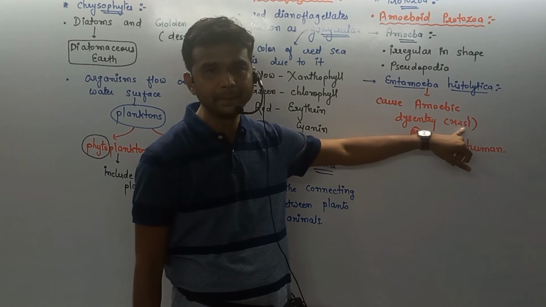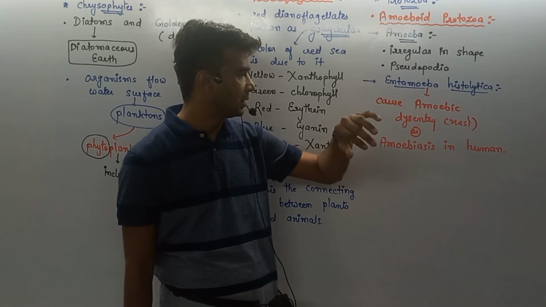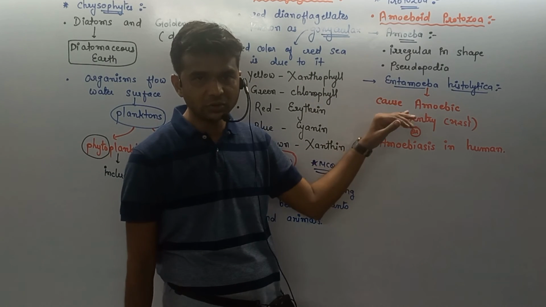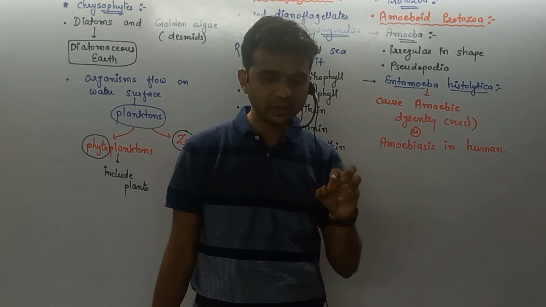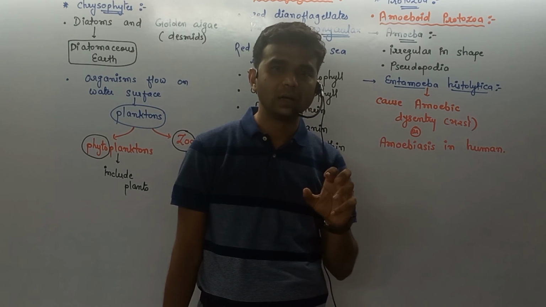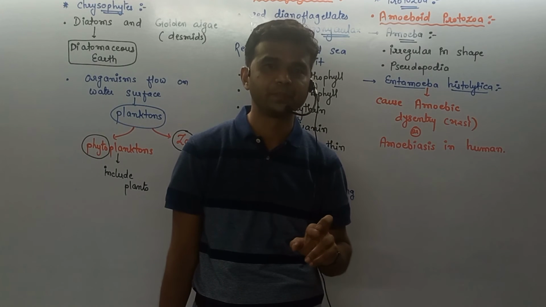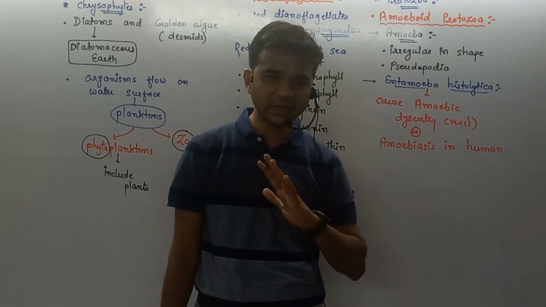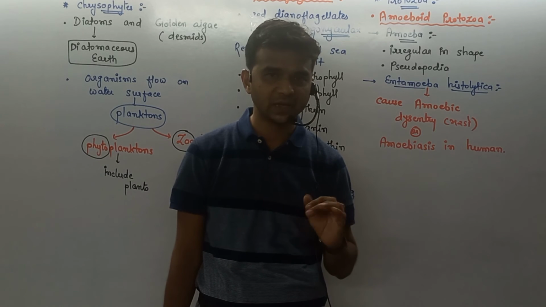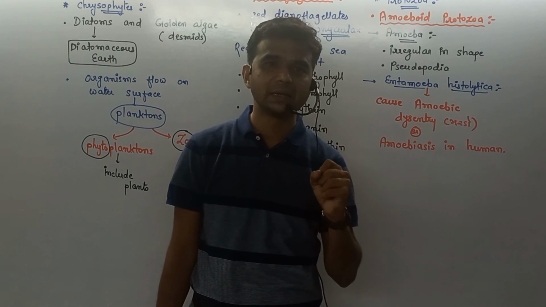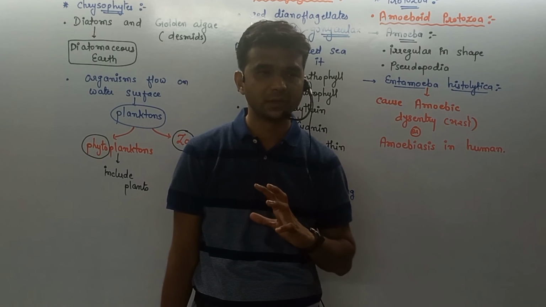Due to this dysentery, it is also known as amoebiasis. The intestines are affected, both small and large. The mucus layer is affected, worn and removed. That's why sticky diarrhea and bloody diarrhea occur.